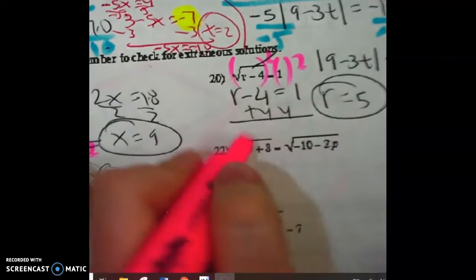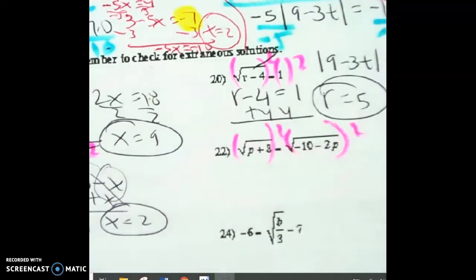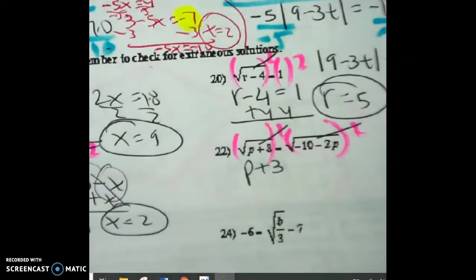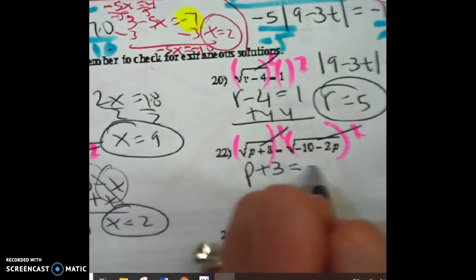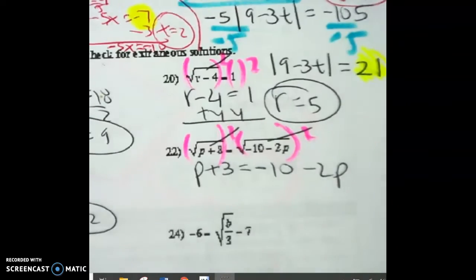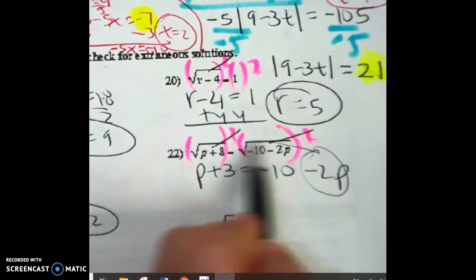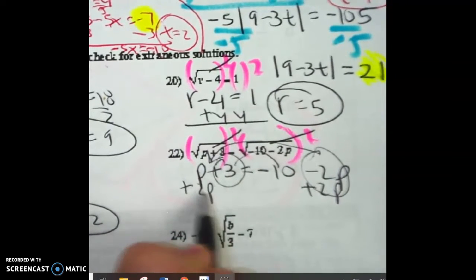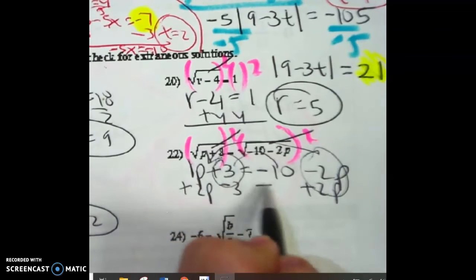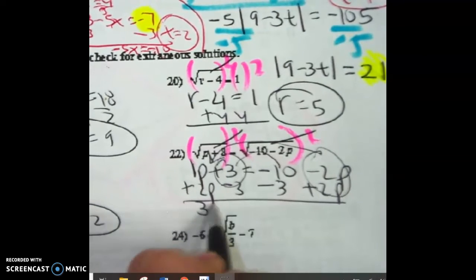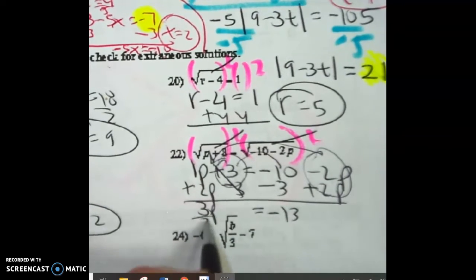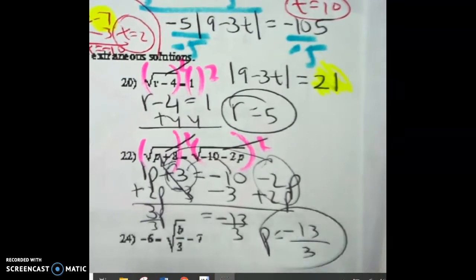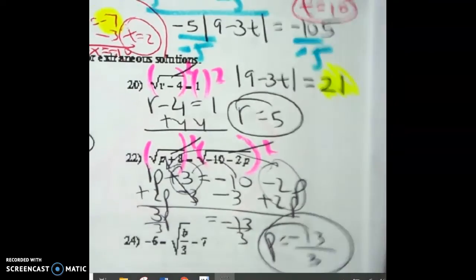What do? Square it. What does it do? P plus 3. I can never tell if it's a 3 or an 8. Sorry about that. Equals negative 10 minus 2p. What do? Move this one over here. Move this one over here. Plus 2p. Minus 3. 3p equals negative 13. Divide by 3. 3 doesn't go into 13, so I leave it. All right, let's go to the next one.